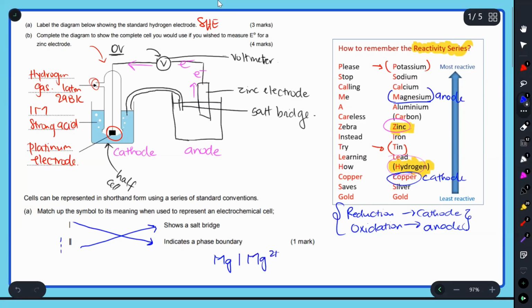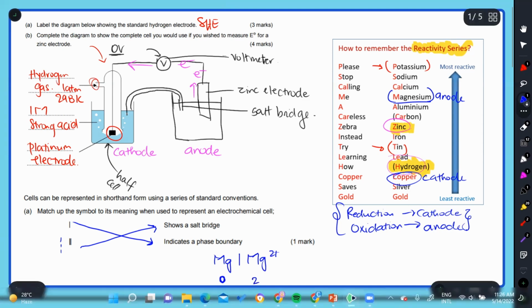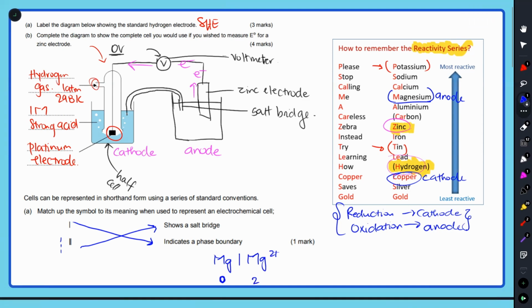How do you know that it is oxidized? Magnesium's oxidation state in elementary form is 0. This is true for all elements in their elementary state. And then here, magnesium ion has a 2+ charge. So as you can see, the oxidation state increased from 0 to 2. An increase represents oxidation. If it is reduced, then that indicates reduction.